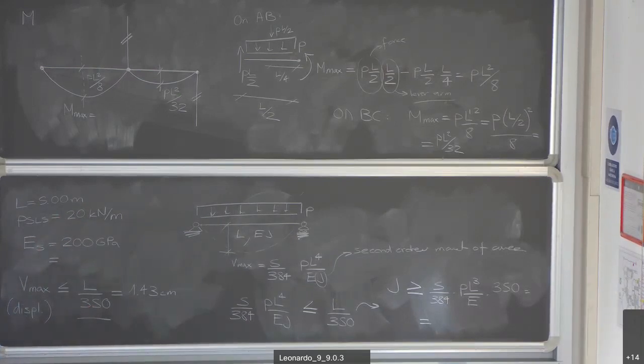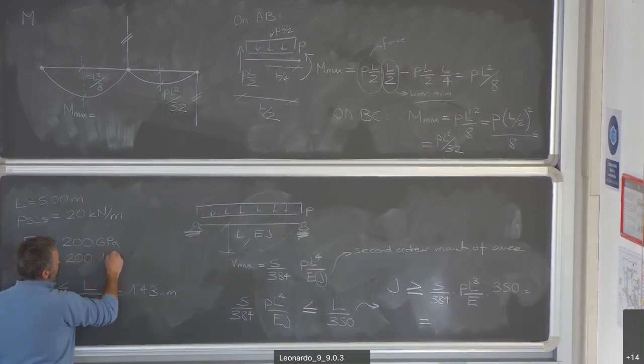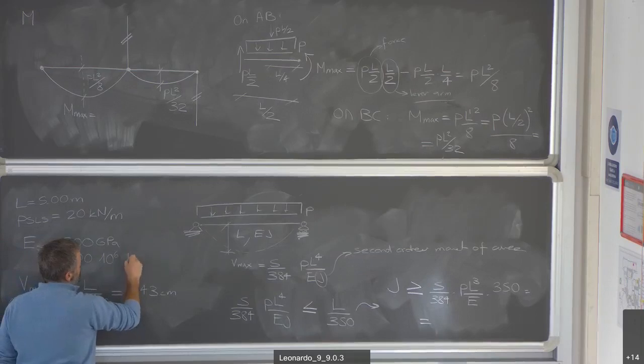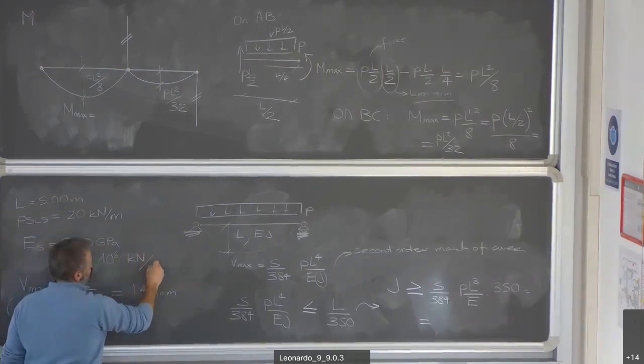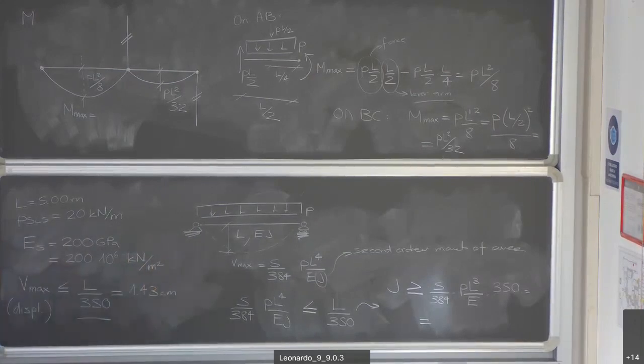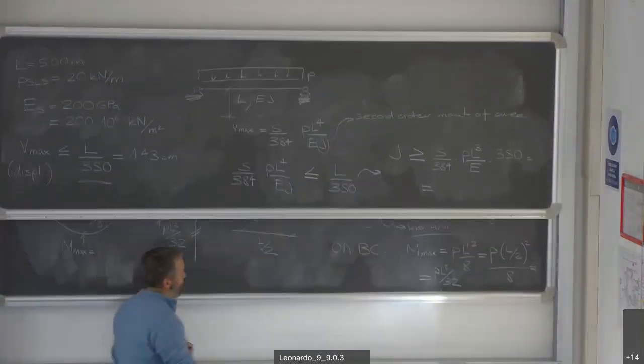Well, 200 gigapascals means 200 times 10 to the power of 9 Newton over square meter. Which means 200 times 10 to the power of 6 kilonewtons over square meter. Okay? In this way, this is consistent with this and with this. Everything is in kilonewtons and meters. Let's do the calculation.